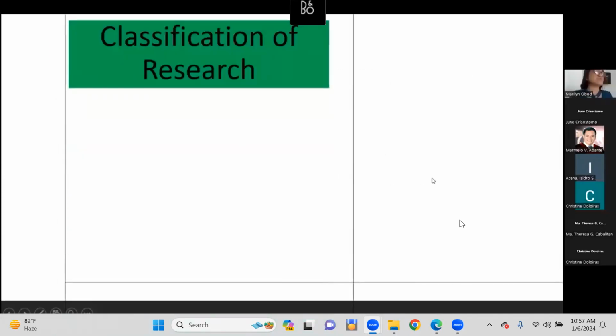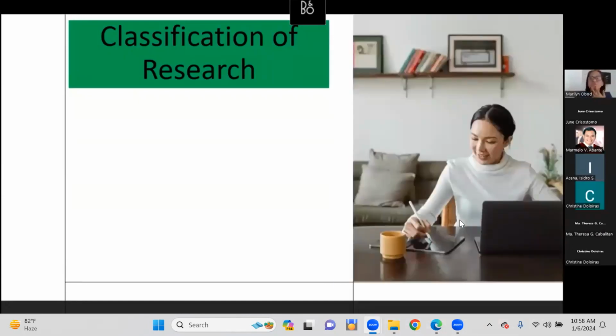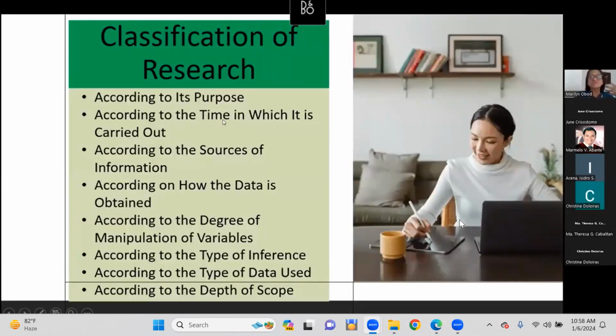Okay. May na-research ako na there are so many ways to classify research. No? Just for your information. Kasi yung iba dati, alam natin, lagi lang quali, quanti, and mix. But we classify research according to some criteria. Okay? So, classification of research can be according to its purpose, according to the time in which it is carried out, according to the source of information, according to how the data is obtained, according to the degree of manipulation of variables, according to the type of inference, according to the type of data used, and according to the depth of the scope. So just for you to get a wider understanding about research.